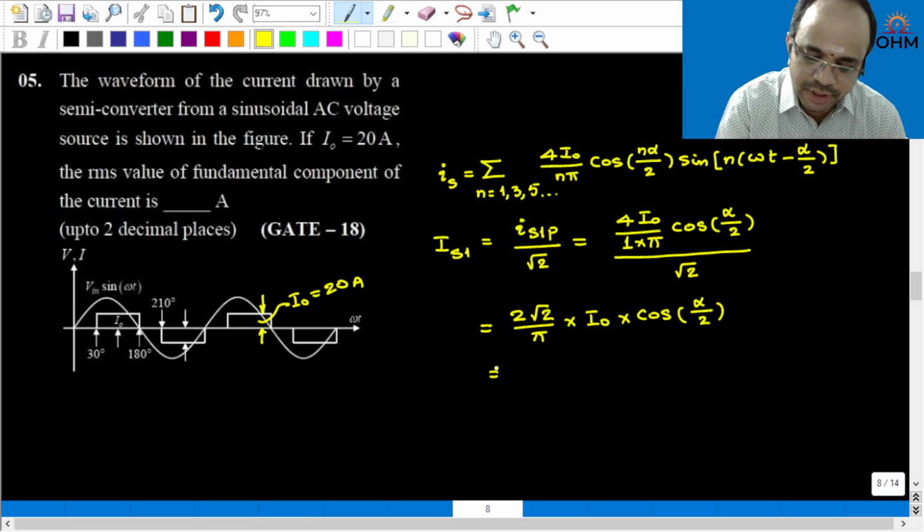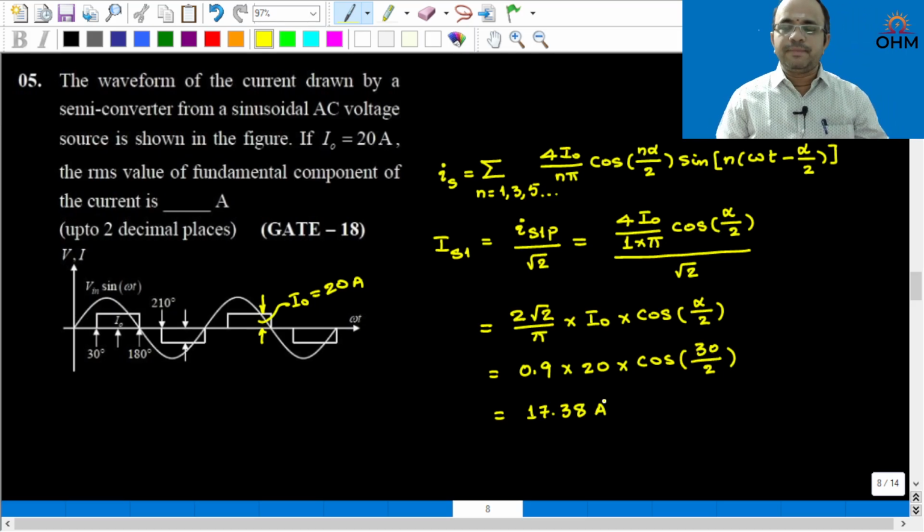Now let us substitute the numericals. 2 root 2 by pi numerical value is 0.9. I naught value is given as 20 ampere and alpha value is given as 30. Therefore, this will be cos 15 degree. So if you calculate this, you will get 17.38 ampere. Okay, 17.38 ampere. That is the answer.